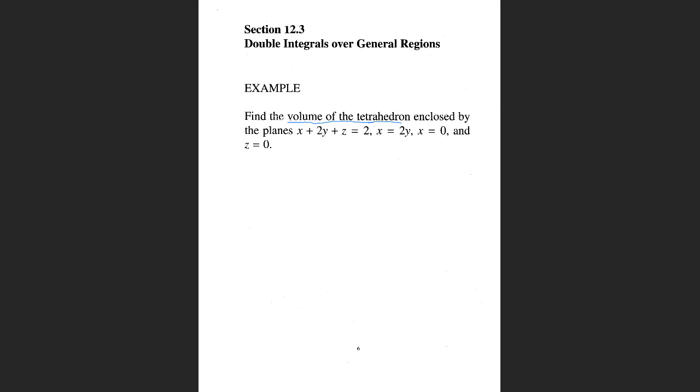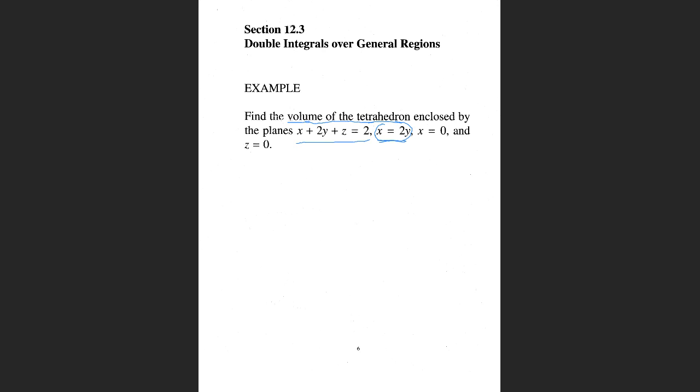So here we want to find the volume of the tetrahedron enclosed by, well, we have a plane here, x plus 2y plus z equals 2, and then another plane. Let me ask you this. Would x equals 2y, would that plane be horizontal or vertical? That's right, it would be a vertical plane.